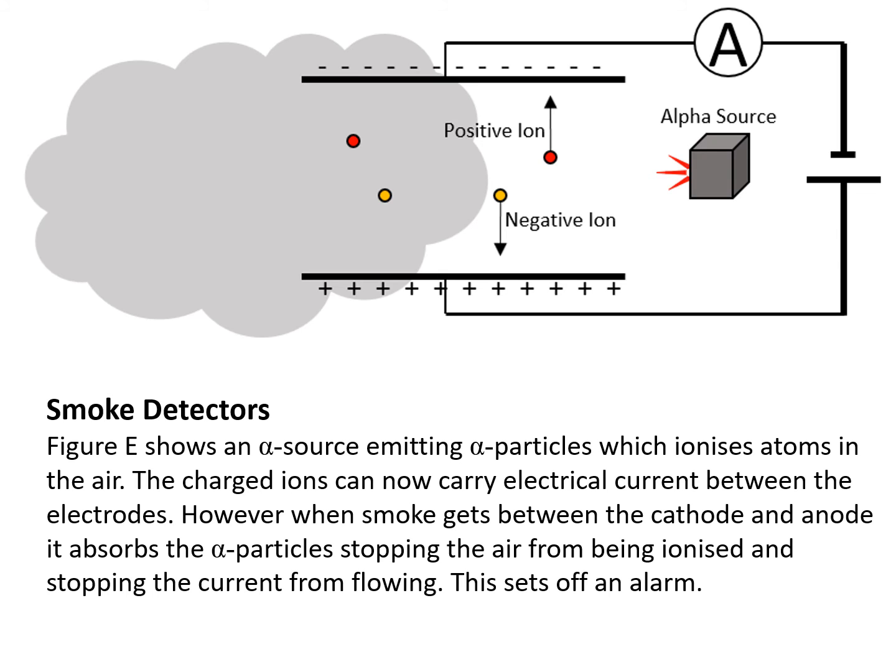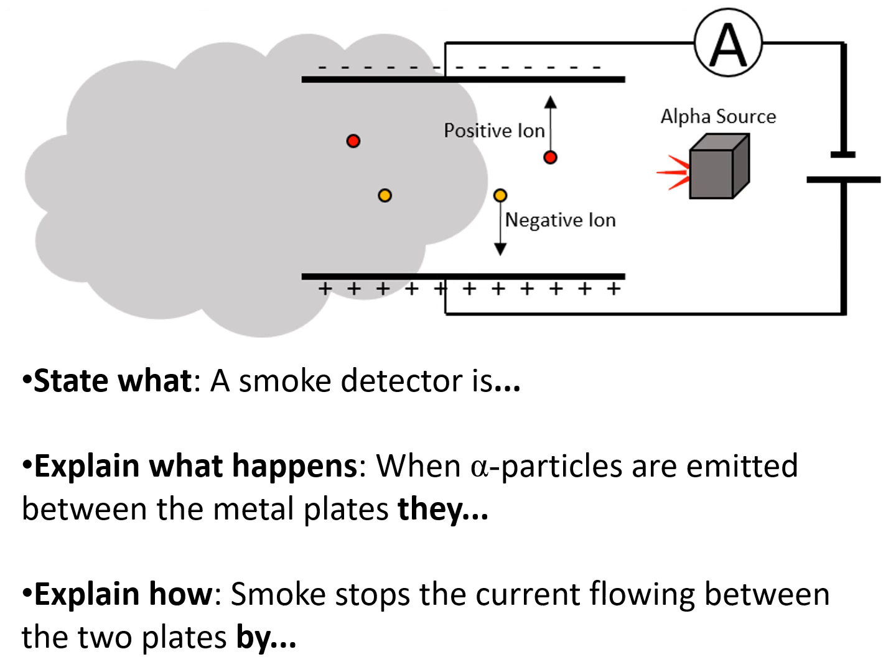So in the diagram you can see the alpha source. That alpha source is producing alpha particles which ionize the air, making some molecules in the air positive. This will cause them to move towards the negative plate, and so we have an electric current. State what a smoke detector is. Explain what happens when alpha particles are emitted between the metal plates, and explain how smoke stops the current flowing between the two plates.